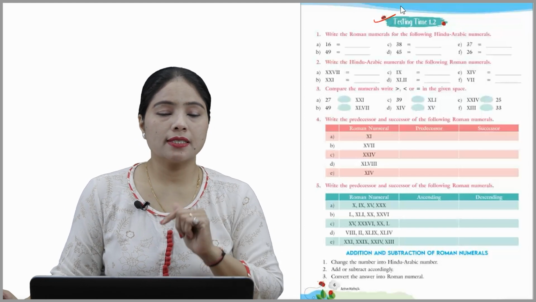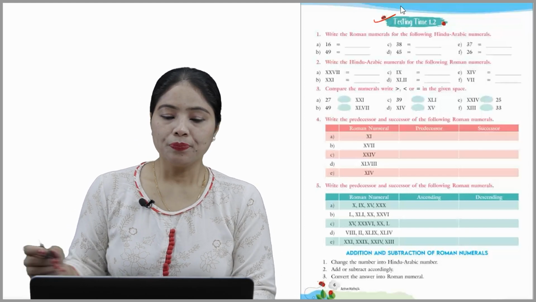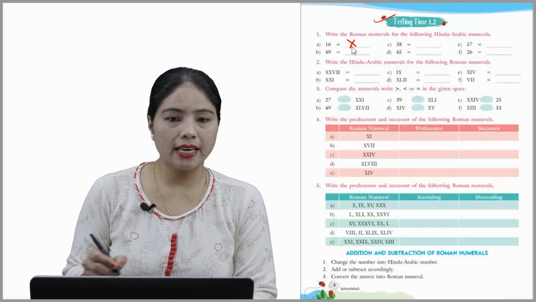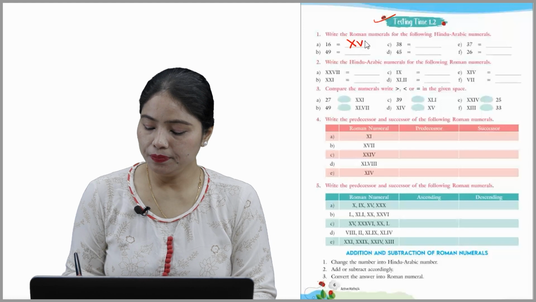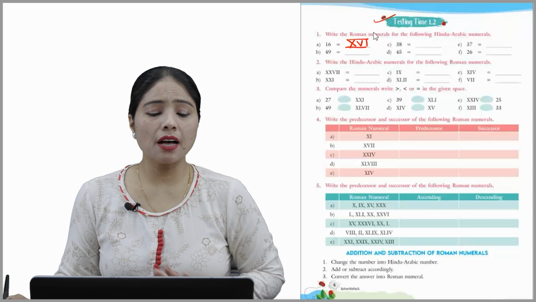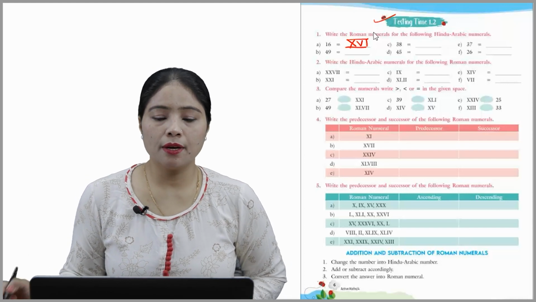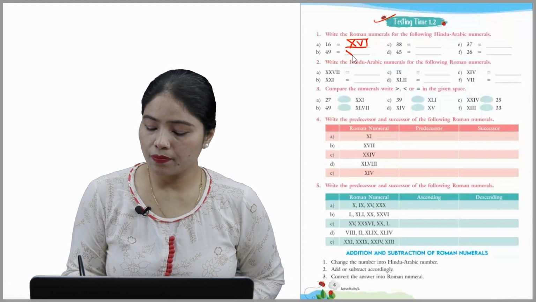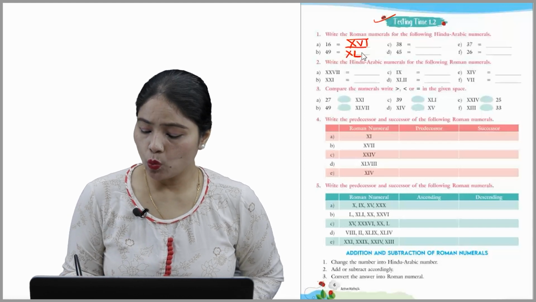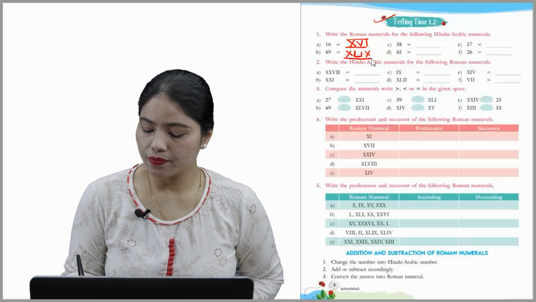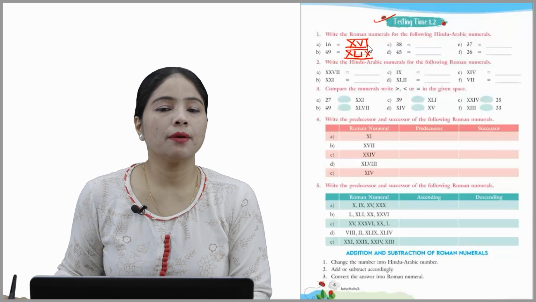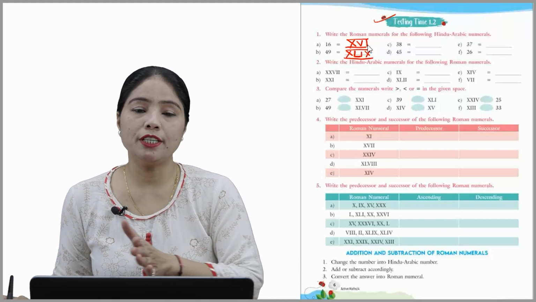Okay. So 16. So 16 कैसे लिखेंगे हम? Yes, we just write 16 like X 10 and VI 6. This is 16. After that 49 कैसे लिखेंगे हम? Yes, XL means this is 40 and for 9 we are just writing IX. 49. Now next, write the Hindu Arabic numerals for the following Roman numerals.